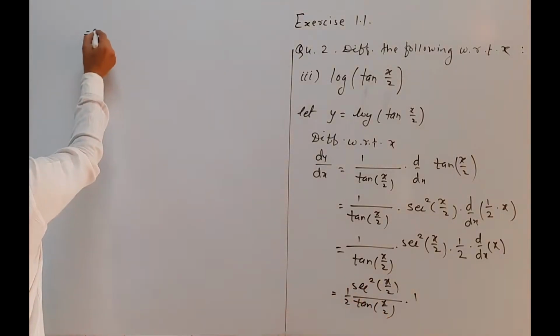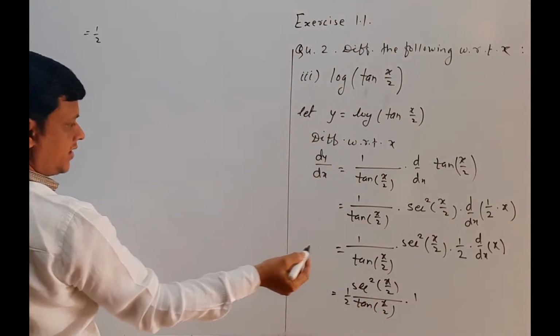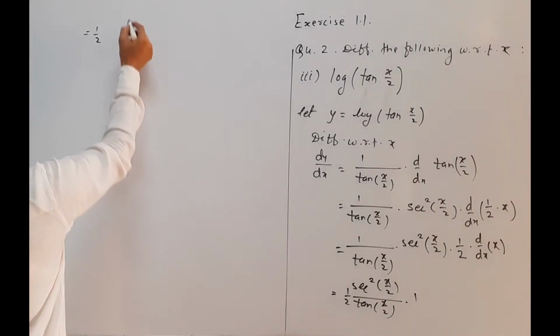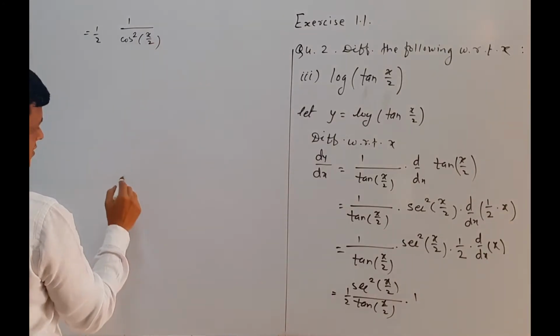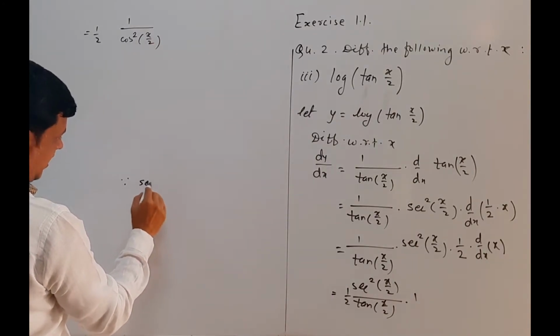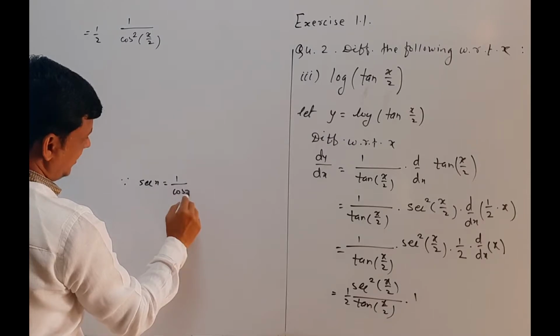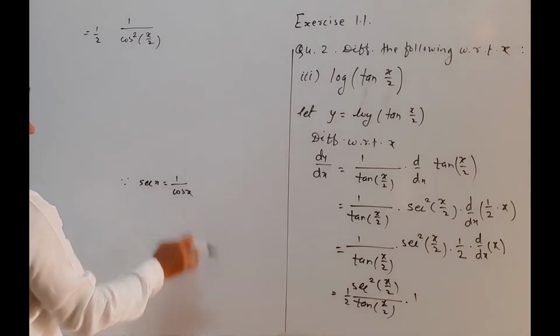So we write this as 1 by 2. This sec square x by 2 we write as 1 upon cos square x by 2, since sec x is equal to 1 by cos x. So we use this concept.